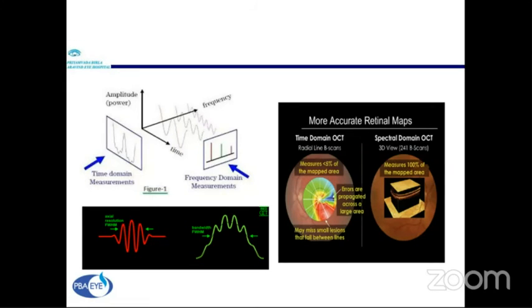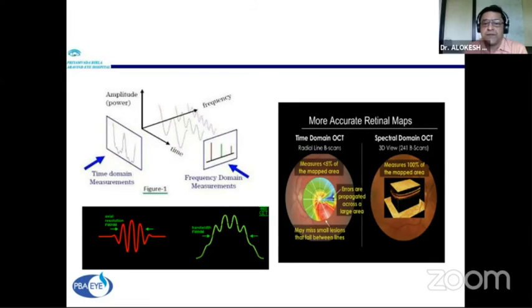Yes, you're audible, sir. So as we were saying, in the time domain OCT there are radial B scans which measure less than 5% of the mapped area, and the errors are extrapolated or propagated across a large area. They miss small lesions which may fall in between the 2 lines of B scans. Whereas in a spectral domain OCT, the number of B scans is far higher, about 241, and they enable us to get a 3-dimensional view and measure about 100% of the mapped area.